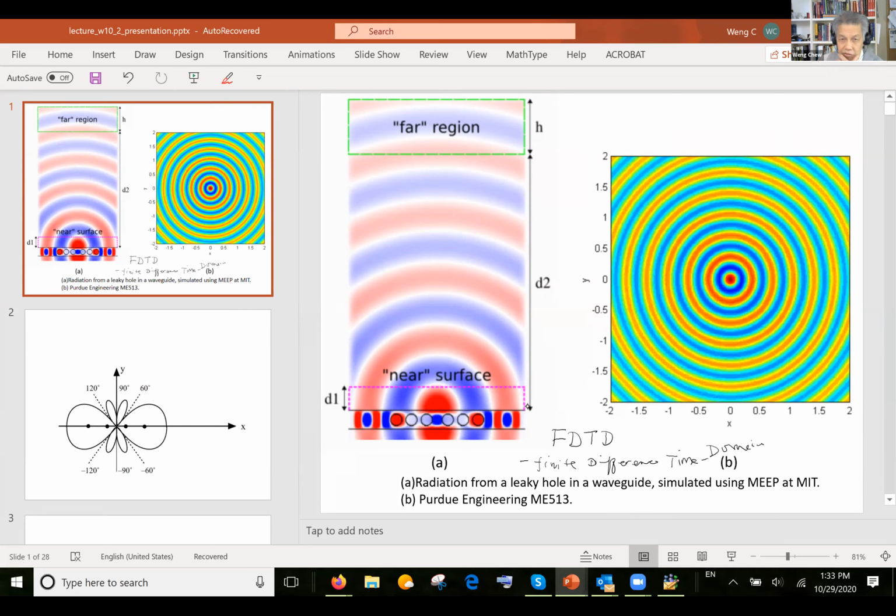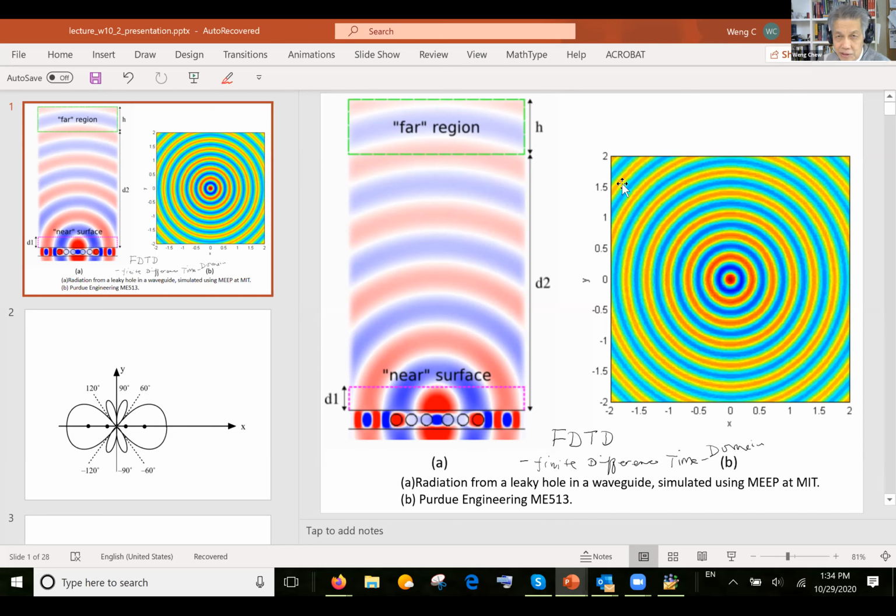Okay, this method is very powerful. You can solve Maxwell's equations quite easily, and many people have used this method to solve Maxwell's equations. So you can actually solve Maxwell's equations with pretty complicated geometry, like a waveguide with a hole. And here is just a point source in a homogeneous medium. Okay, this was done with the software called MEEP at MIT. The second one is probably done by a student in course ME 513 in the mechanical engineering department at Purdue.